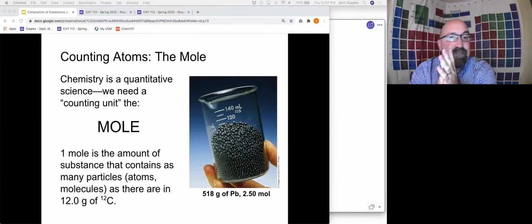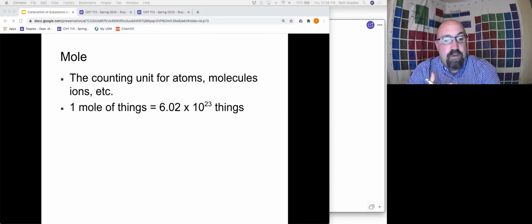The scientific technical definition of a mole is that a mole is the amount of a substance that contains as many particles as there are in 12.0 grams of carbon-12. That's kind of a mouthful. And honestly, we're not going to use that definition for much of anything. I just pointed it out to show that that is the scientifically accurate definition of a mole.